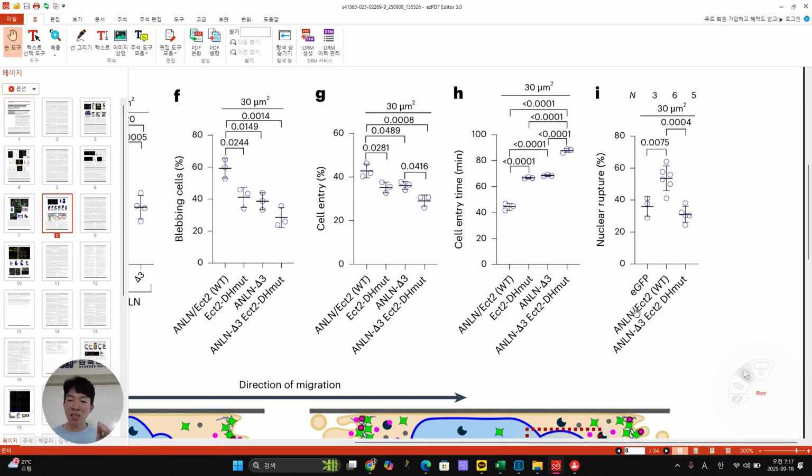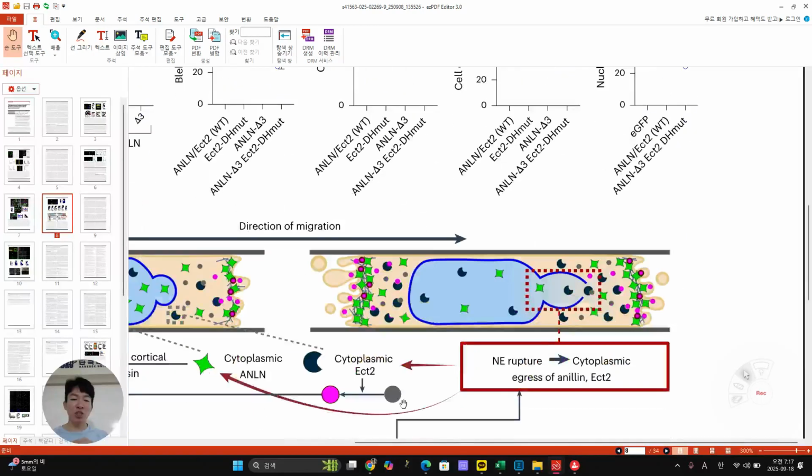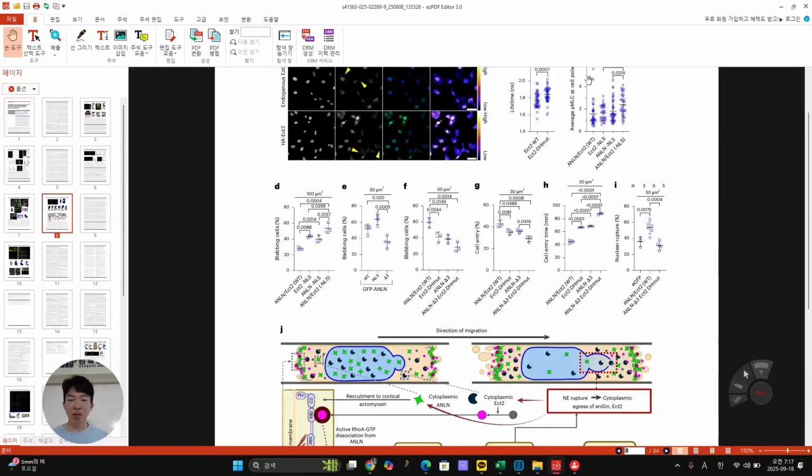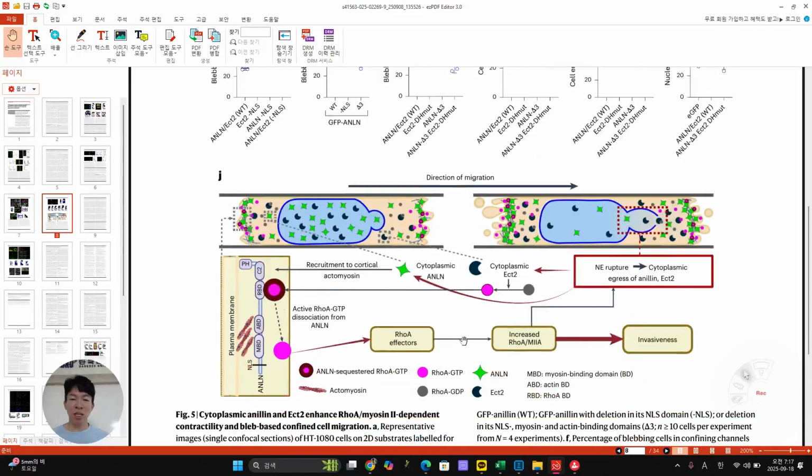And then in the wild type, when they add the mutant form, the three domain deletion and the DH mutation, it goes down, because the Act2 DH mutant cannot change GDP to GTP. With the three-domain deletion, anillin doesn't have any working function. So from this analysis, they can make this kind of schematic image.